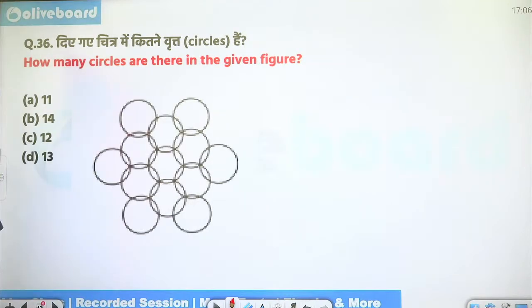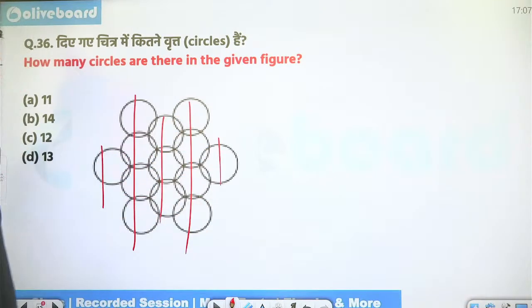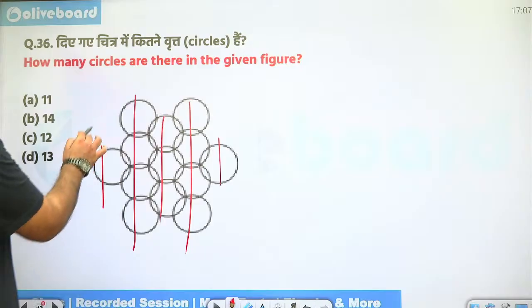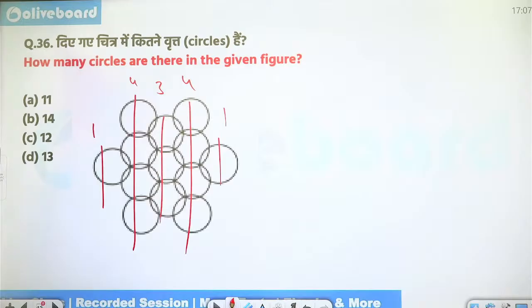This is the circle based question. How many circles are there in the given figure? So in the example I gave you, we counted row wise. Here I think going column wise will help you out much better. Right. So if you look at it column wise, I have 1 column, 2, 3, 4, 5. And again, don't draw this. This is how you need to see. So I have 1 circle here, 4 here, 3 here, 4 here, 1 here. So that's 8 and 12 and 13. Option D.